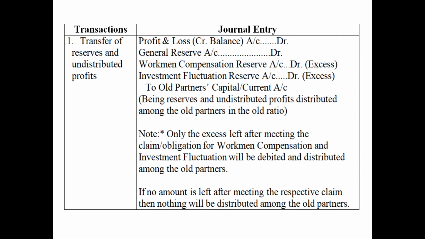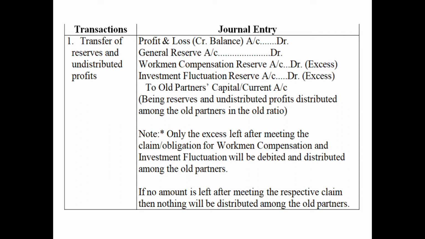Then investment fluctuation reserve account debited. The same logic. This reserve is prepared or kept so as to meet any fluctuations in the investment of the firm. So if there is any fluctuation, after meeting that fluctuation, whatever excess amount is left, that is distributed among the partners. So these are the types of reserve which you might find in the question.